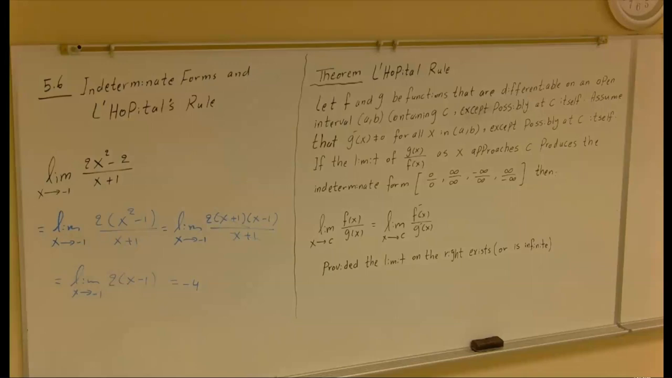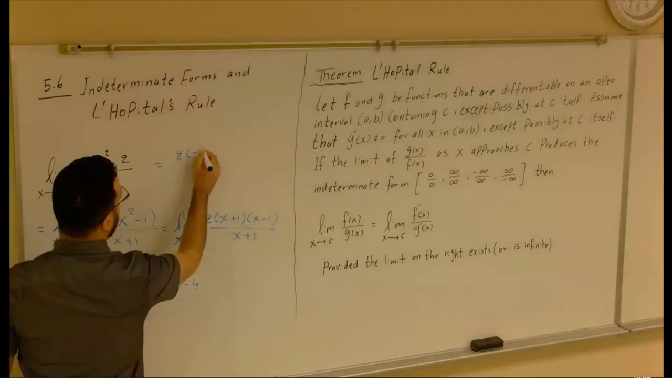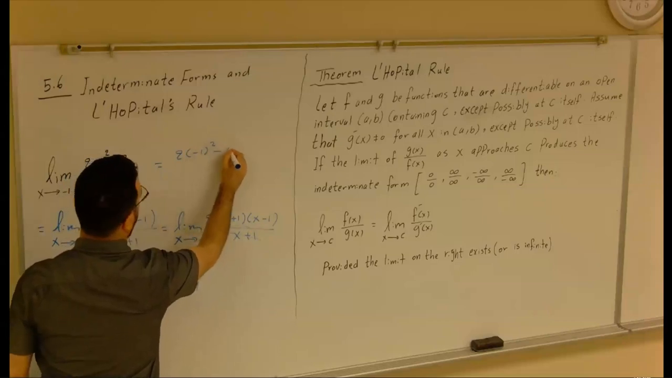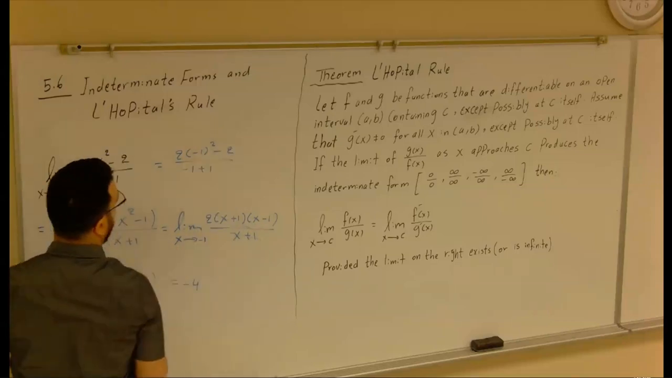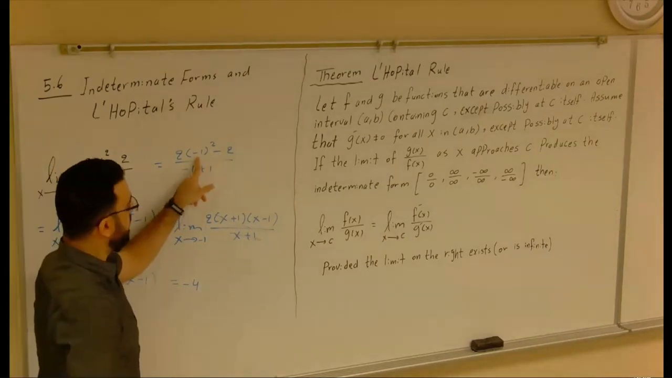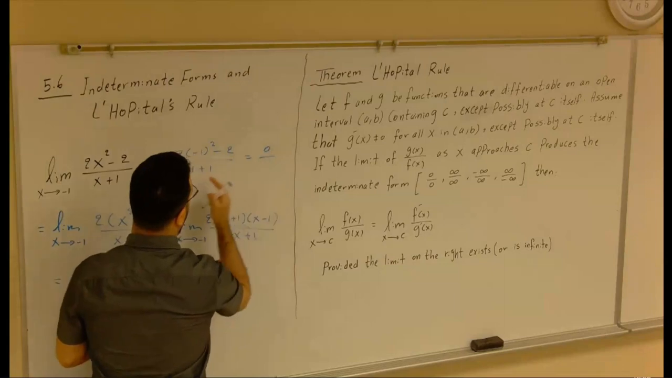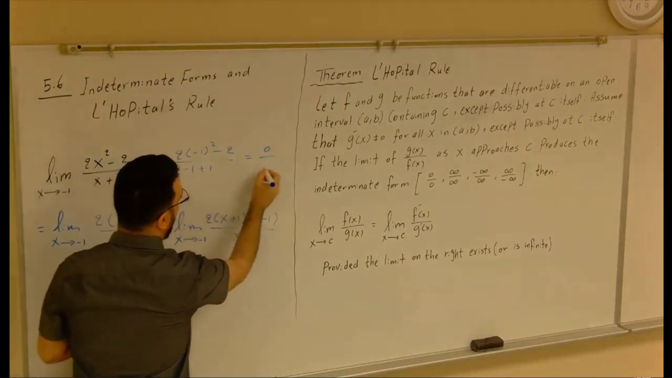So, okay. L'Hopital's rule. Before you start doing these steps, there's another way to find the limit. If I plug in negative 1 here, it's going to be 2 times negative 1 squared minus 2 divided by negative 1 plus 1. So negative 1 squared is going to be 1. 2 times 1 is going to be 2. Minus 2 is going to be 0. That means on the top is going to be 0. Negative 1 plus 1 also is going to be 0.